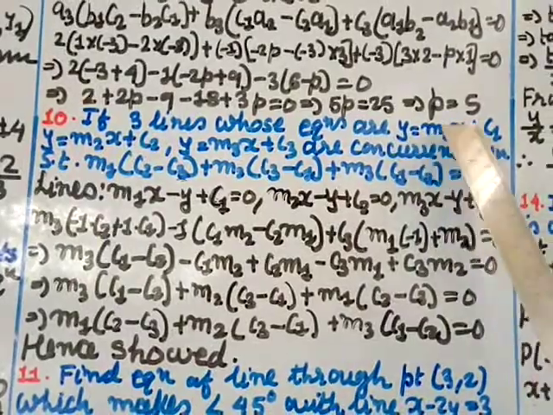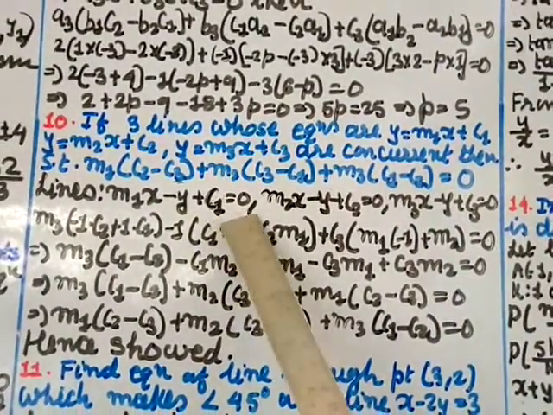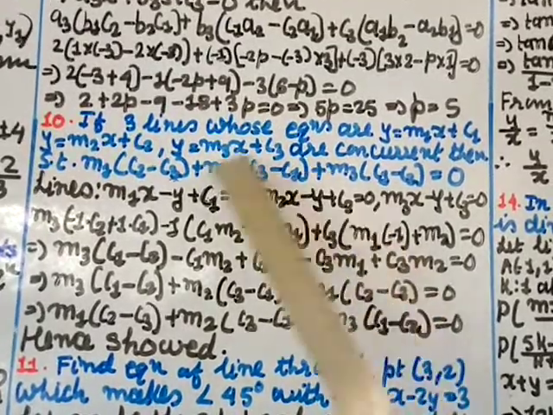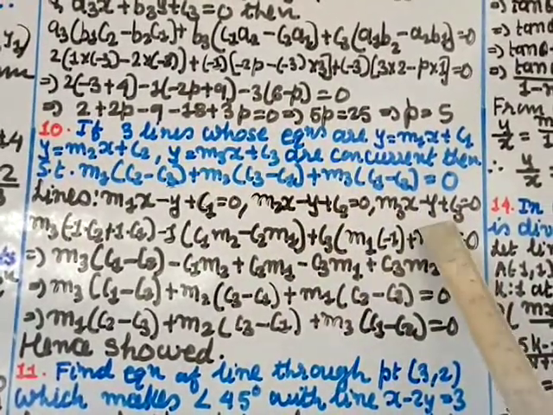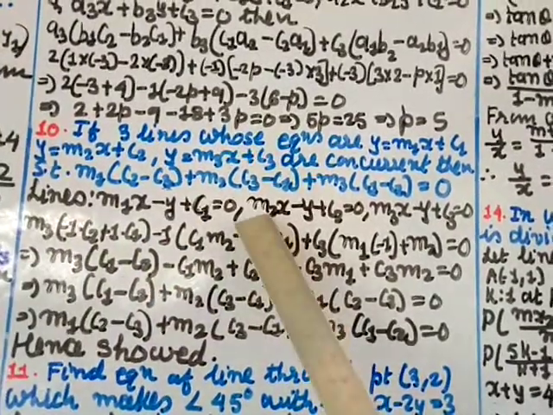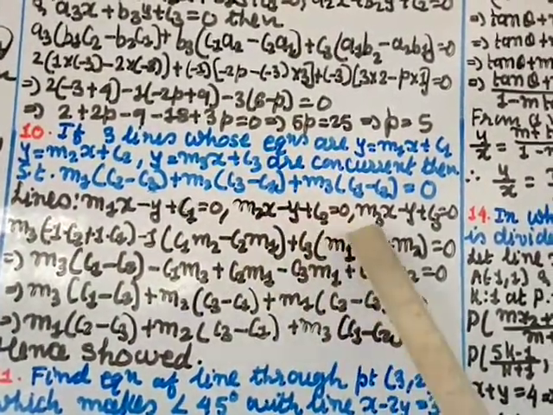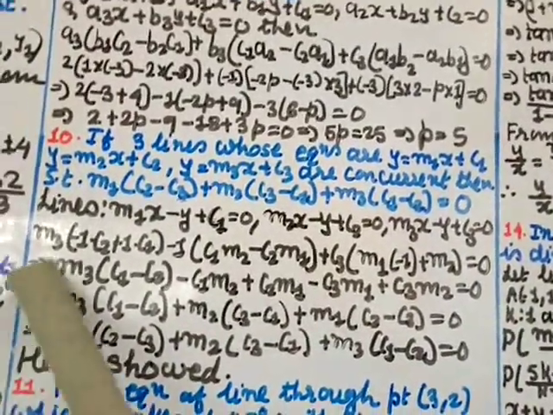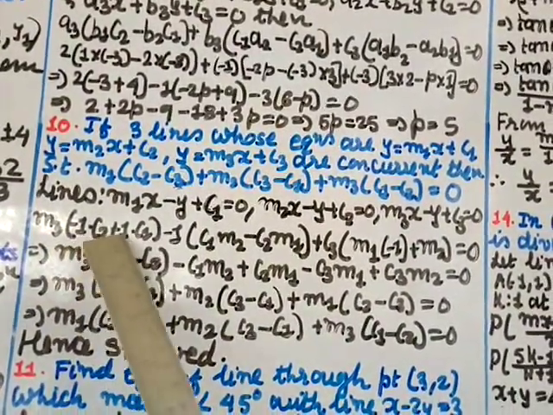First line is m1x minus y plus c1 equal to 0, y transferred, so m2x minus y plus c2 equal to 0. Here also m3x minus y plus c3 equal to 0. So this is a1, b1, c1, a2, b2, c2, and a3, b3, c3. Okay, so let us put the values. So m3 minus 1, c2 plus 1, c1.